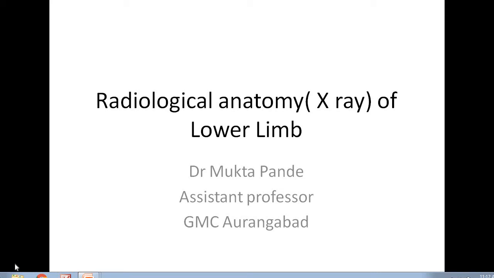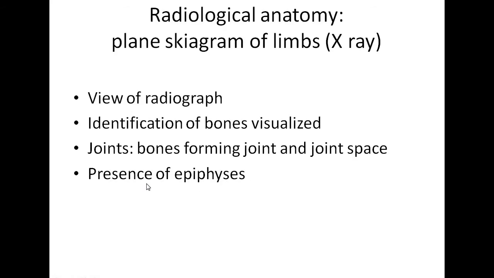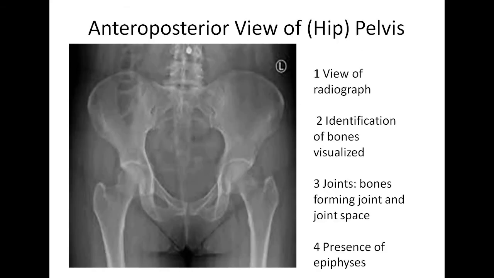Good morning students. This is a lecture on radiological anatomy of the lower limb. We read the X-ray under the following headings: first we see the view of the radiograph, then we identify the bones seen in that X-ray, then joints seen, which include bones forming the joint and joint space, then presence of epiphysis. This is the first X-ray, antero-posterior view of pelvis.